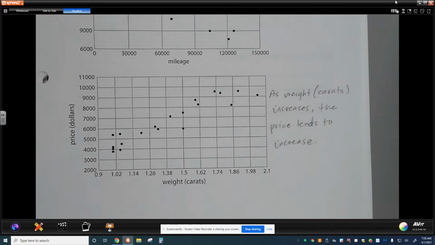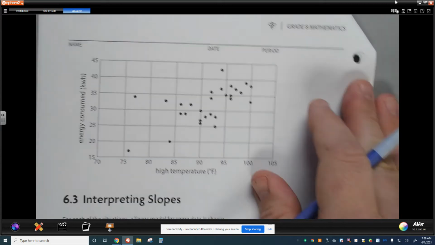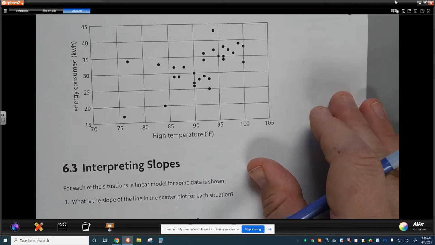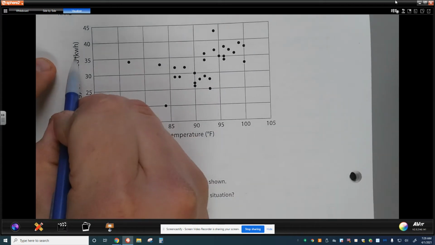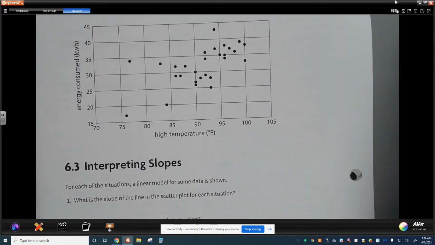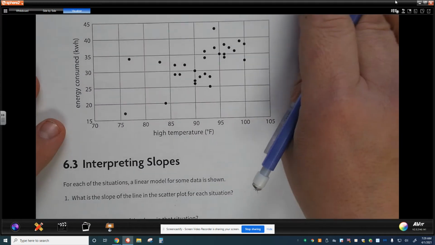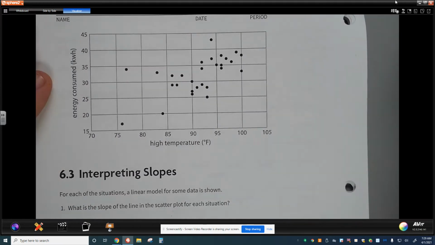Which again makes sense. Okay. All right, one more. Here's one talking about high temperature and energy consumed in kWh. This is called kilowatt hours. Kilowatt hours is how we measure energy because that's how electrical works.